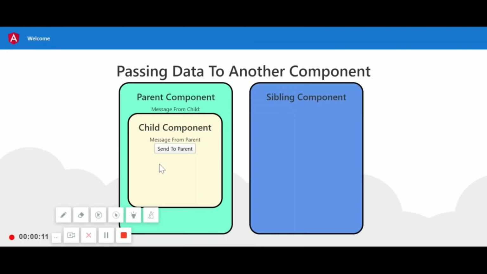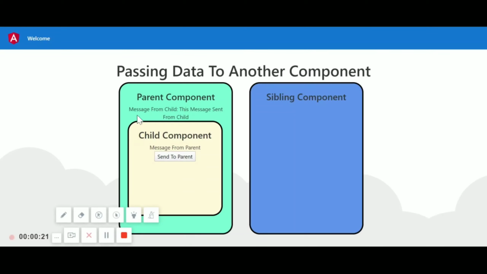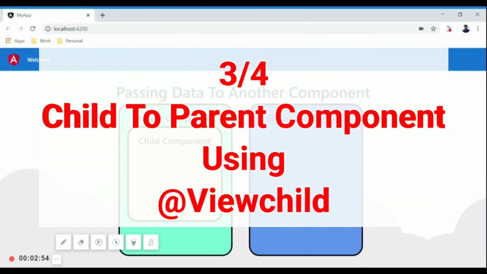Now see the result. The Send to parent button is there. If you click on the button, the message is sent from your child component to parent component. Next method is to send the data from child component to parent component by using ViewChild.